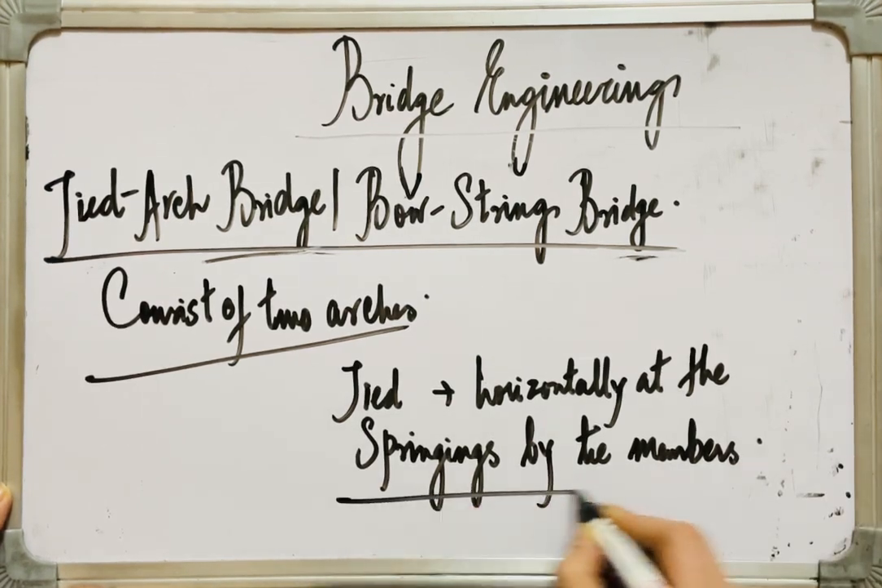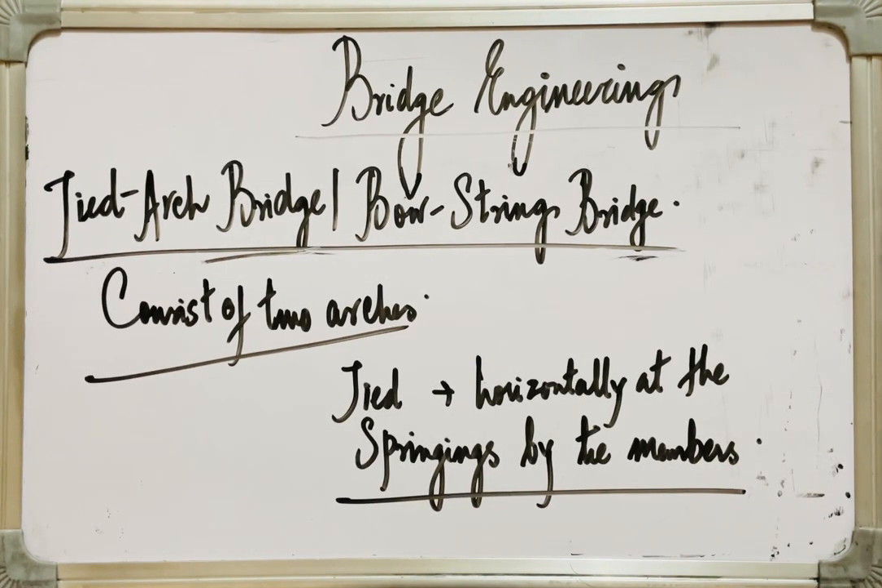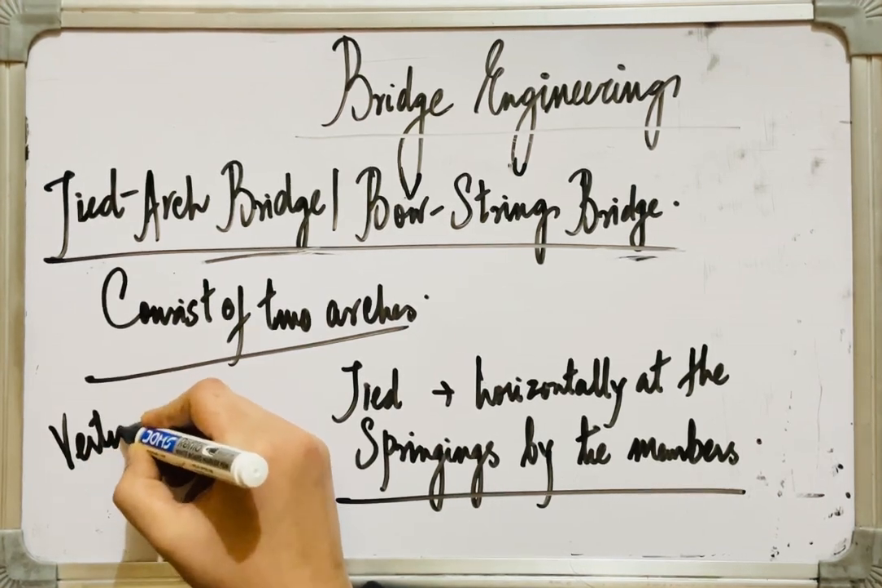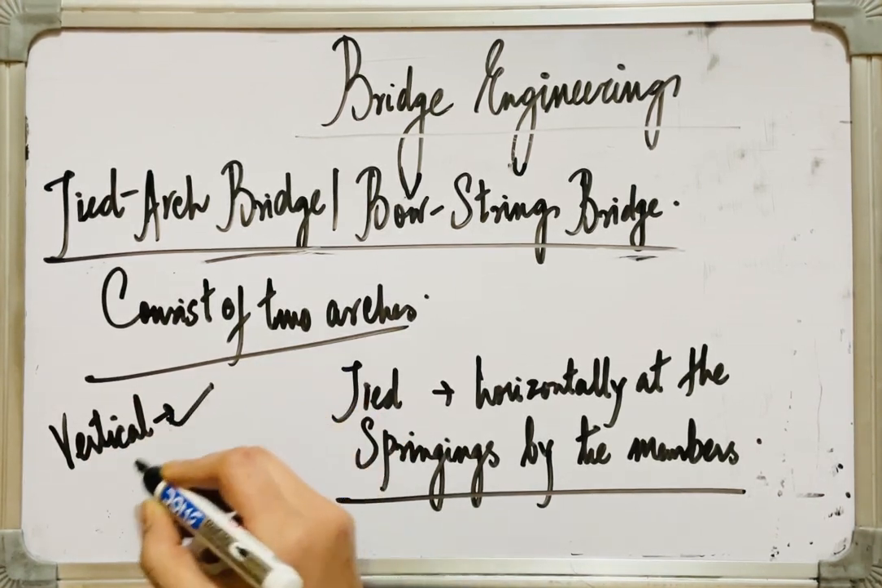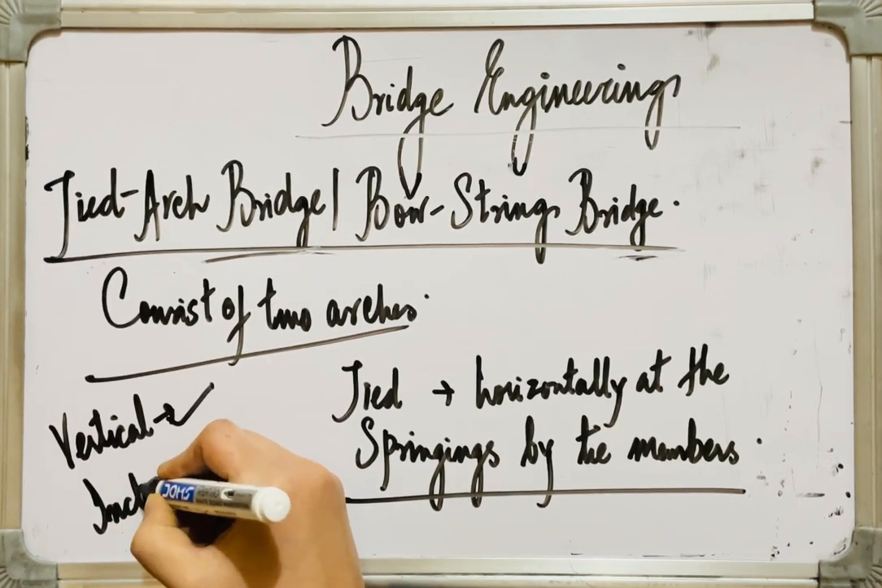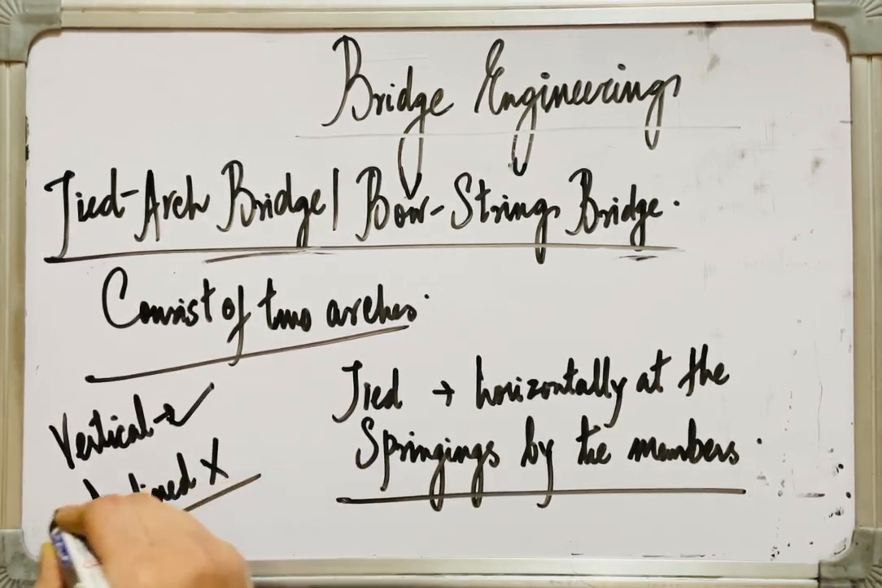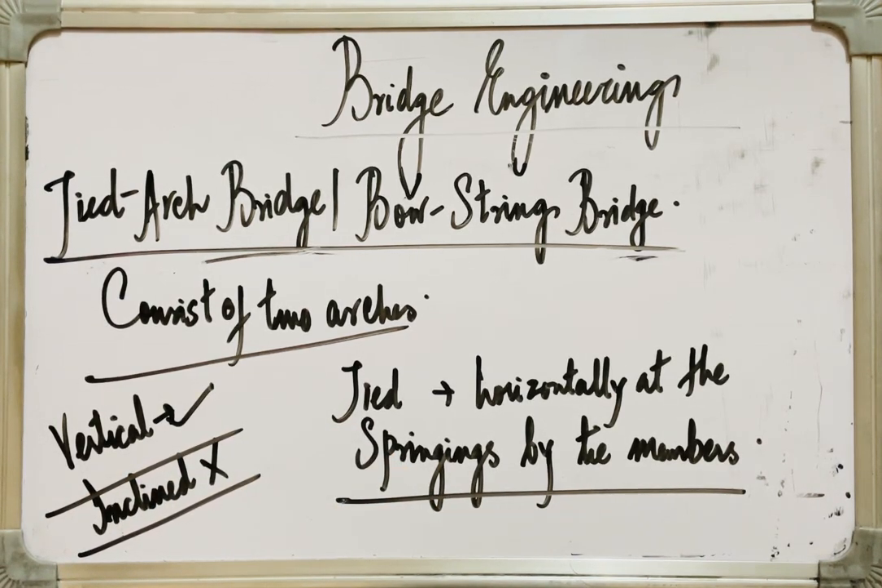Now, what is the function? So that the reactions at the supports will only be vertical and not inclined. Since in case of arch bridges we had inclined reactions at supports, but by tying the arch horizontally at the springings by using tying cord or tie members, the main advantage is that the horizontal forces are borne by this cord, so that reactions at the supports are only vertical and not inclined. So we have to go for less robust foundations, so they can be situated atop elevated piers and can be used in areas where there are less favorable soil conditions.